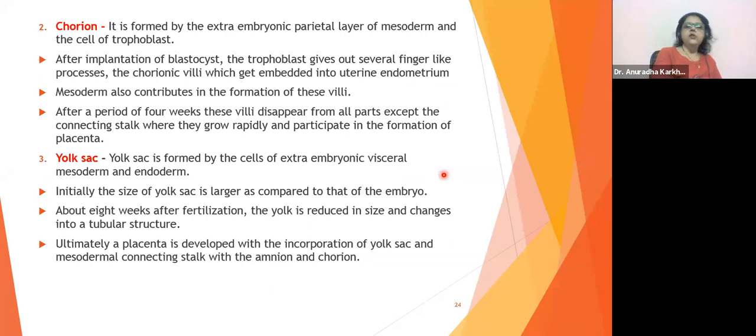So initially the size of the yolk sac is larger as compared to that of the embryo. About 8 weeks after fertilization, the yolk is reduced in size and changes into a tube-like structure. So that sac will get converted into a tube. So imagine how drastically small it will go on becoming. And therefore, our offspring or our fetus are dependent on the placenta for nourishment, and not on the yolk sac.